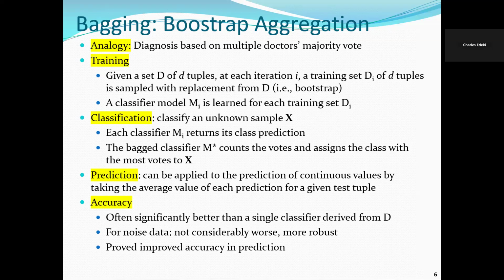Okay, let's keep going. So here we have bootstrap aggregation. This is the example I was giving. Actually, I saw this example in a data mining textbook, the one by Han and so on. They say diagnosis based on multiple doctors' majority vote. As we said, that will be bagging. So get a set D of data tuples.